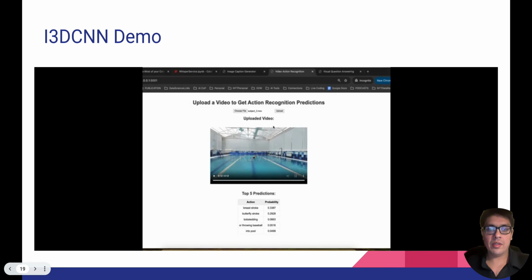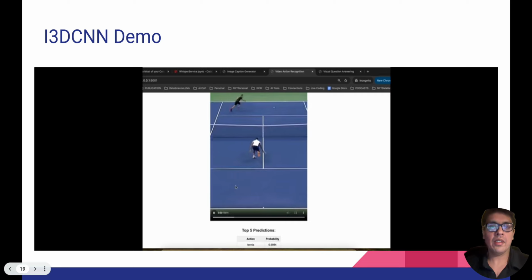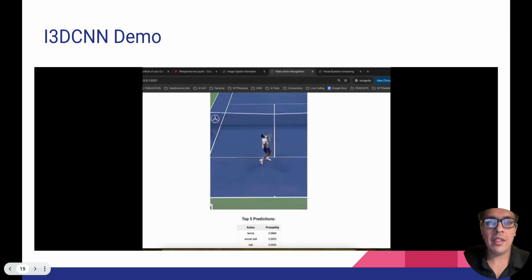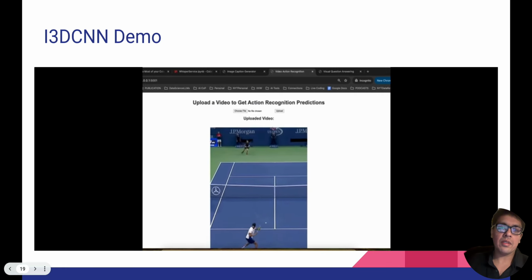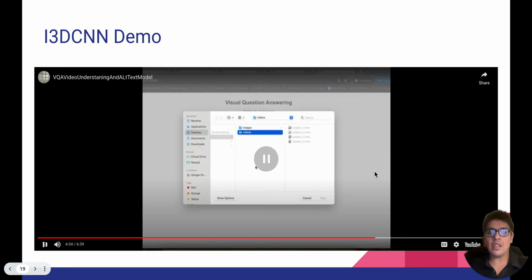And here's another example of two people performing an action, and the model clearly knows that this action is tennis, and it persists to be tennis throughout a good deal of the video. So that's video recognition models using inflated convolutional neural nets trained on the Kinetics 500 data set. Very powerful tool, which we can potentially do a lot with. Okay, so that's basically the I3D CNN demo.